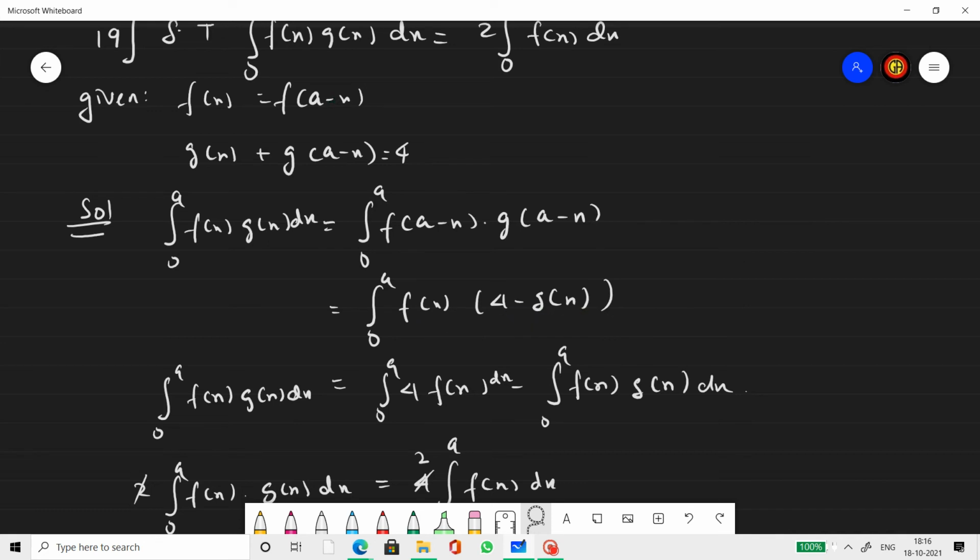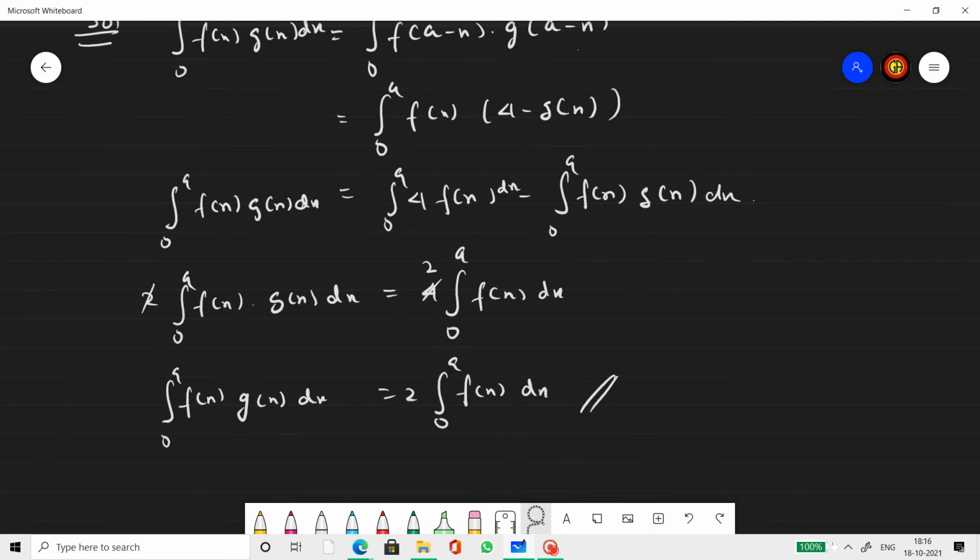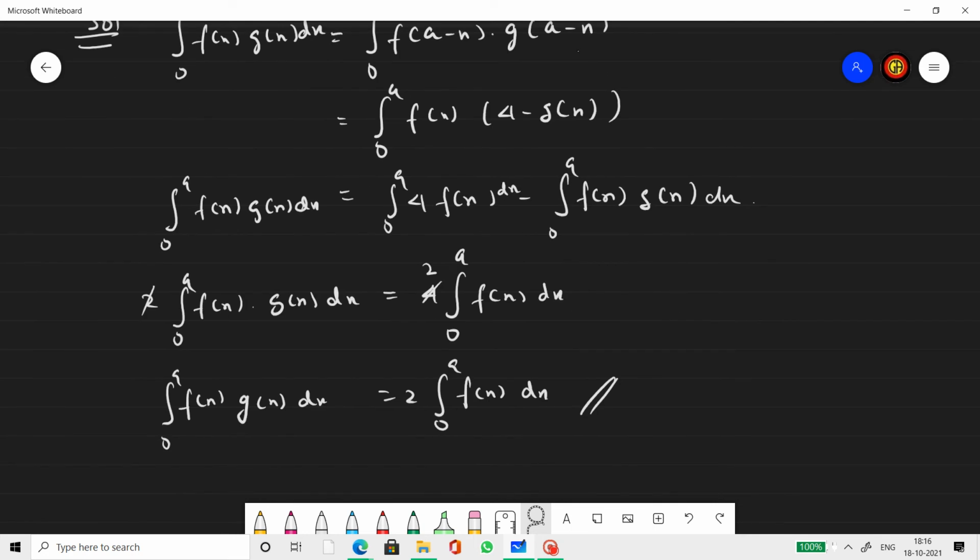Now multiply f of x with these two terms. We get 4 into f of x dx minus integration 0 to a f of x g of x. Everywhere the integration sign is still there. Now on the left side we have this coming down as it is, integration 0 to a f of x into g of x dx. Now what you see here is the same thing. So I'm going to take this term to this side. So that means it will be 2 times integration 0 to a f of x into g of x dx.